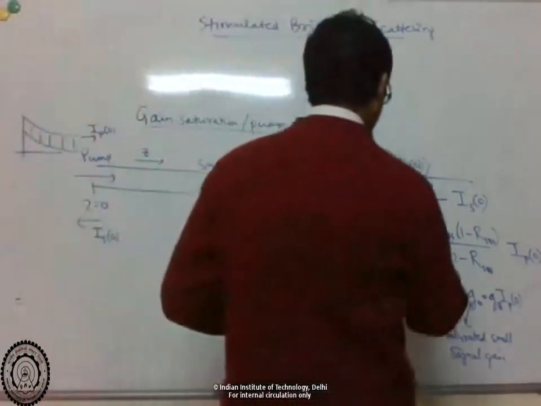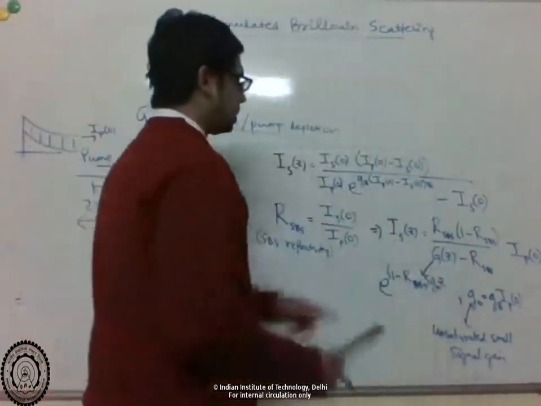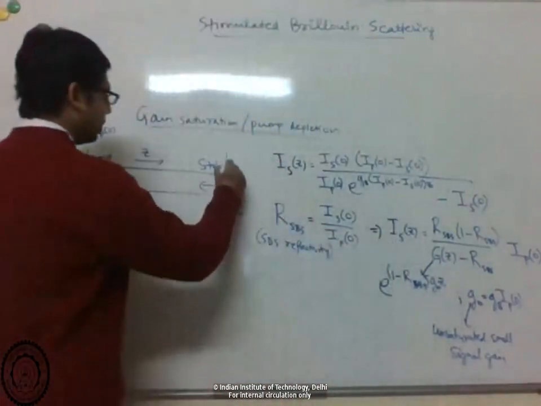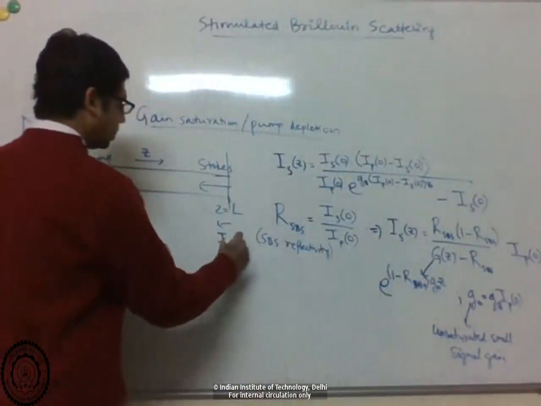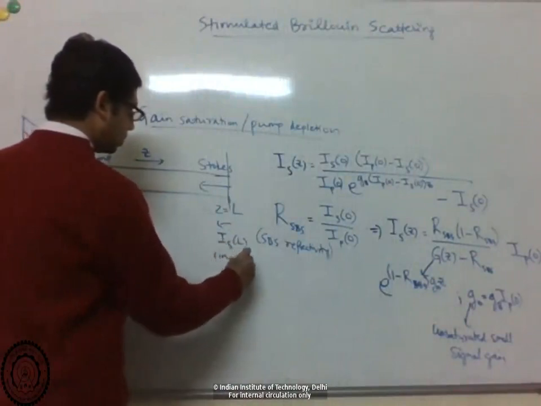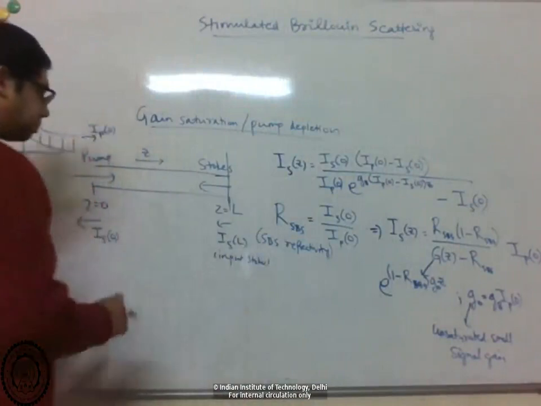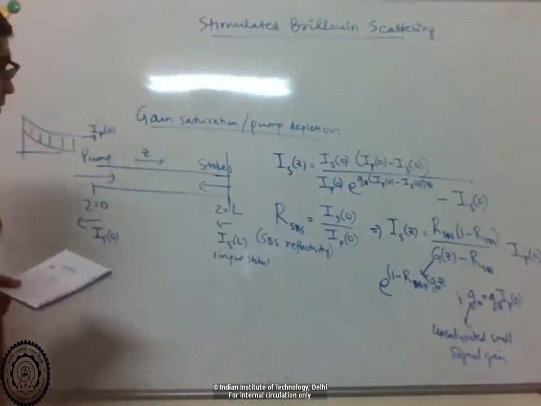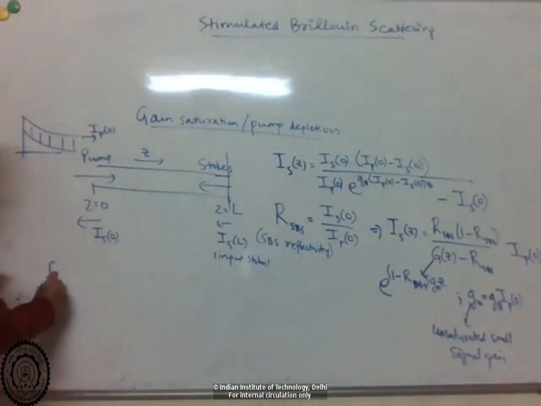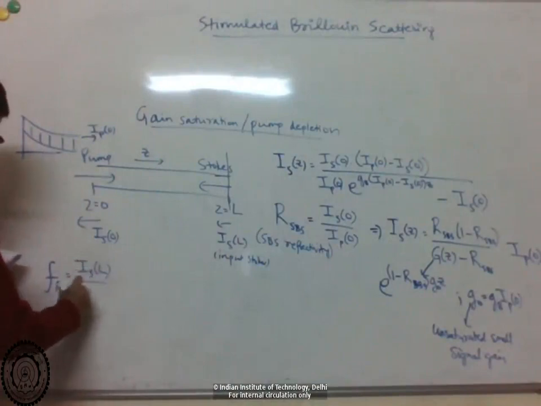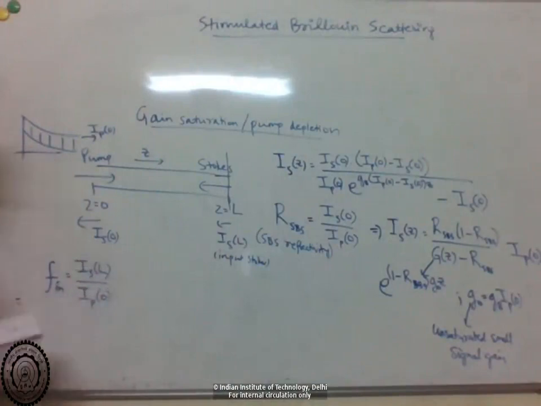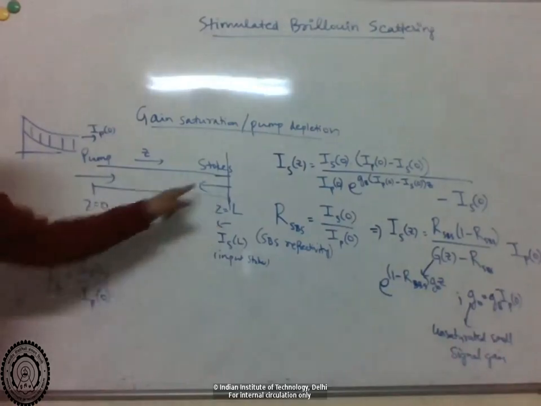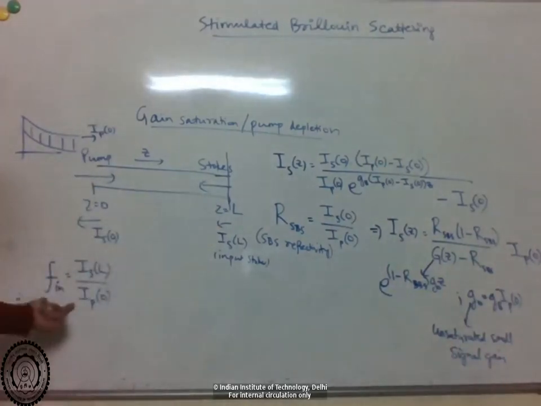Okay, so from this expression for IS of Z, we can put Z equal to L because that's the input Stokes power, right? This is the input Stokes from the other end. So we define this F in, the input Stokes intensity divided by the input pump intensity, right? So Stokes is input at L and pump is input at 0. So this we know, right? Because this is our input parameters.